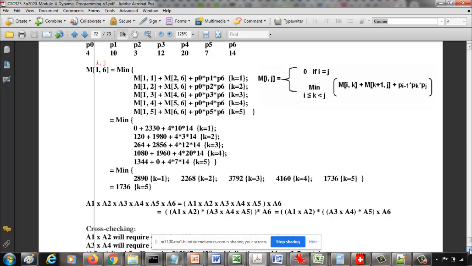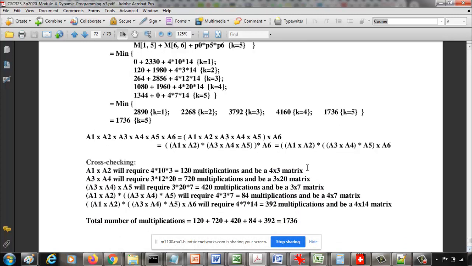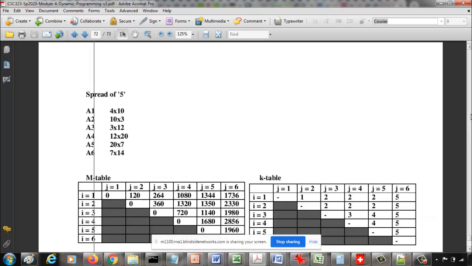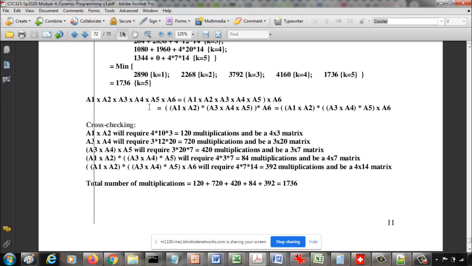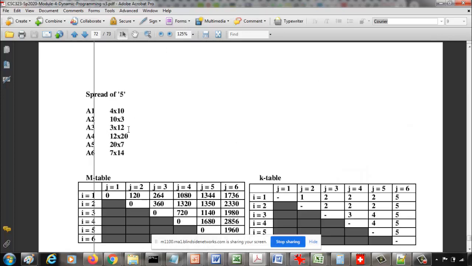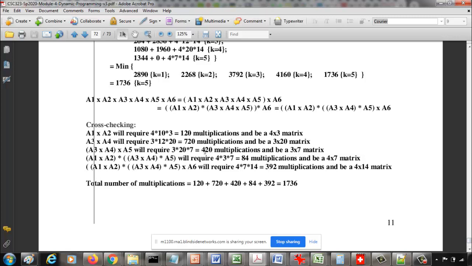Now you can cross check to make sure everything is right. So first you have to do A1, A2, or A3, A4, you can do it independently. A1 is a 4 by 10 matrix, A2 is a 10 by 3 matrix. So it's 4 times 10 times 3 multiplications, which is 120. The dimension of A1, A2 is a 4 by 3 matrix. Then A3, A4 is 3 by 12 times 12 by 20, so it's 3 times 12 times 20. That's going to be 720 multiplications, and it's a 3 by 20 matrix.